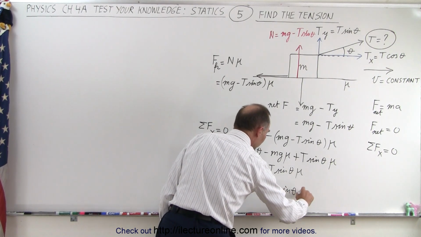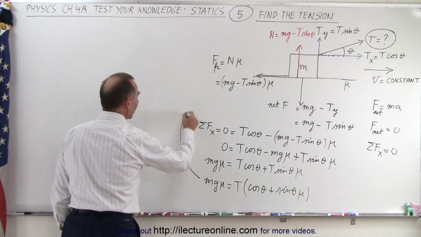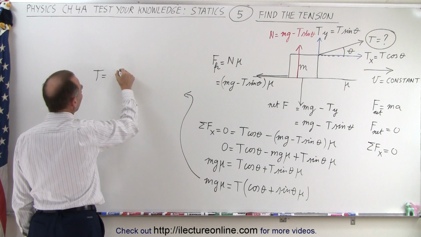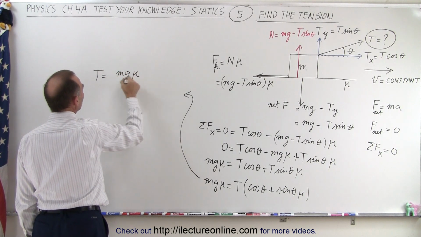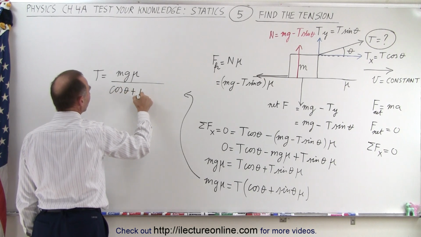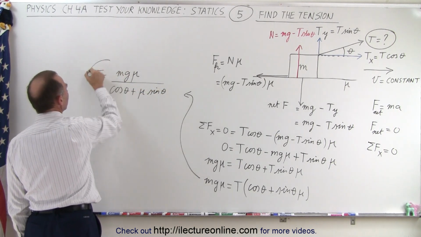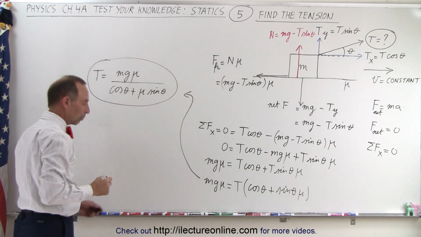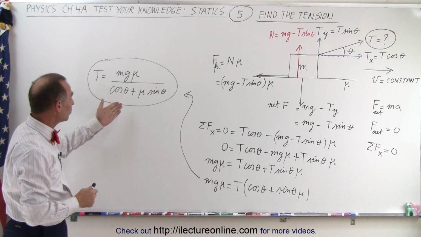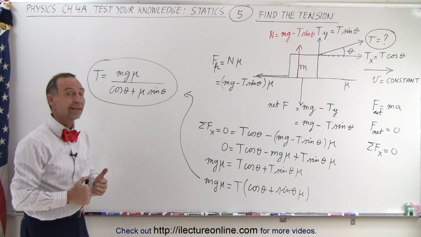And finally, when I rearrange terms, I can then say that the tension is equal to mg mu divided by the cosine of theta plus mu times the sine of theta, by putting mu in front here. And this then is the best way to express the tension in terms of everything else: mg, mu, and the cosine and sine of the angle theta. And that is how it's done.